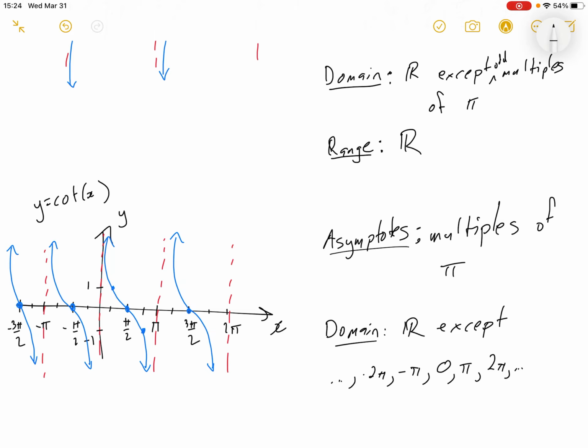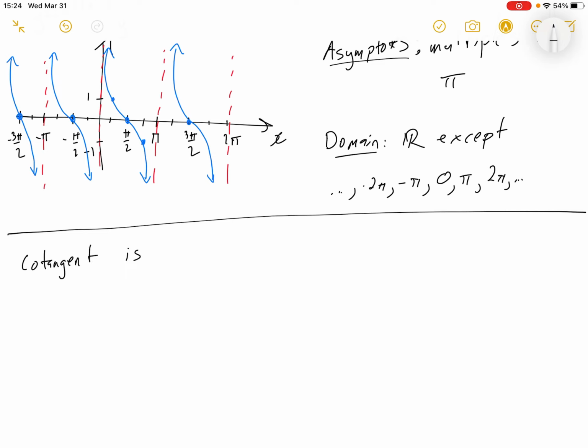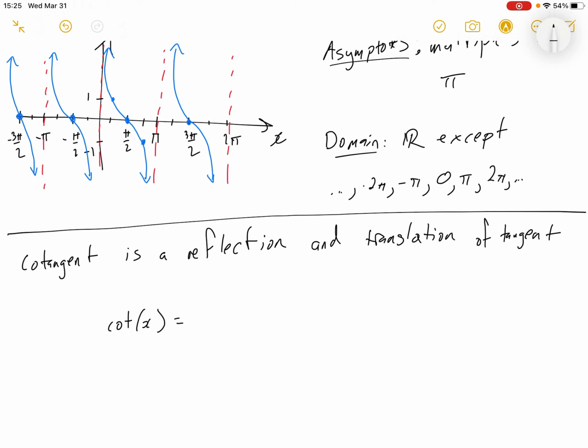All right, so we have our setup. We know now a little bit of tangent and cotangent. I want to mention one more piece of information, which I already said, but I also want to write it down. So cotangent is a reflection and translation of tangent. And if we were to write this as an equation, we could say that cotangent of x equals negative tangent of x, right? So that negative makes it reflect, and then I'll just shift it over by pi over 2.